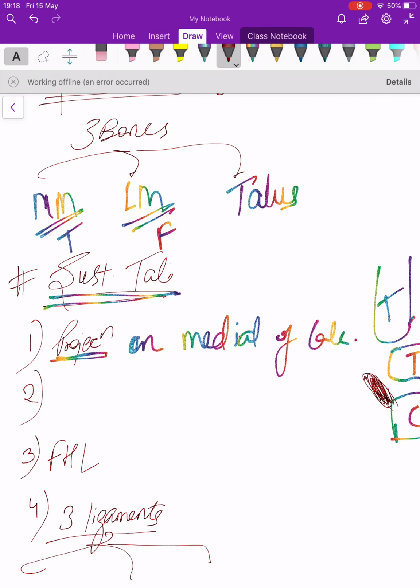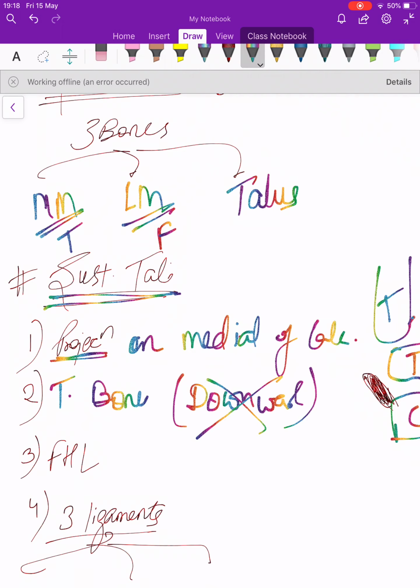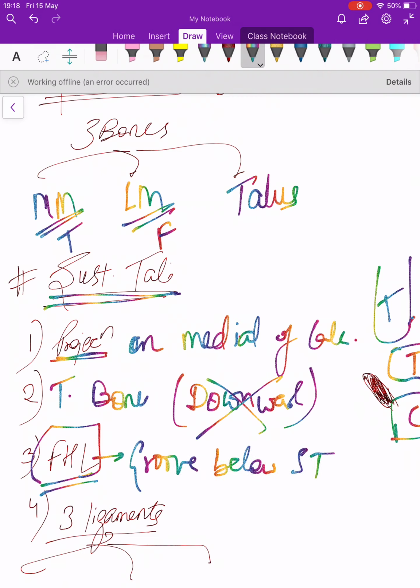Then what does the sustentaculum tali do? It supports the talus bone and prevents the downward displacement of the talus bone. Okay, downward displacement नहीं होने देता. Fine. Then the flexor hallucis longus tendon. इसकी सिग्निफिकेंस है कि फ्लेक्सर हेलिसिस लॉन्गस का टेंडन, हम इसको इसी से पहचानते हैं. It passes in the groove present below the sustentaculum tali, right?